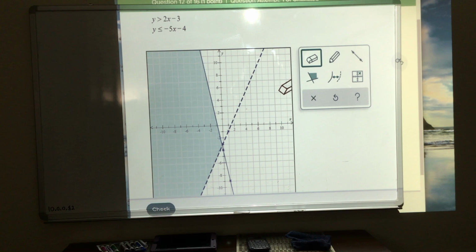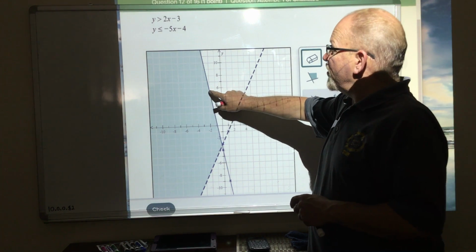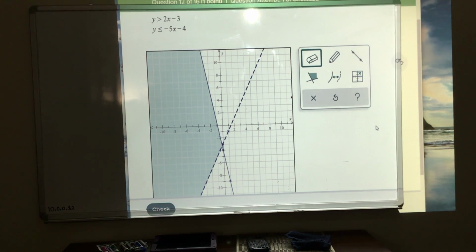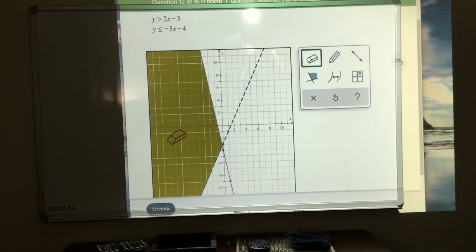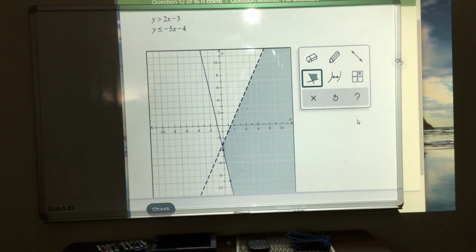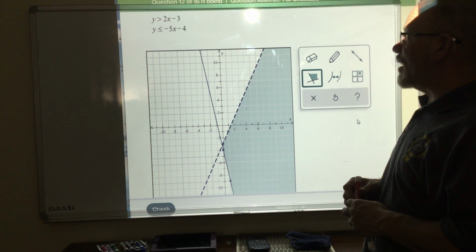Oh, okay. So let me make sure I got this shading right. So I am shading the above side of this line. So that's not right. So I'm going to erase that shading. And I'm going to start completely over. Okay, so I have to shade the above side of this line and the below side of this line, which would be in this region right here. You see how, let me make sure, no, I did it wrong again.